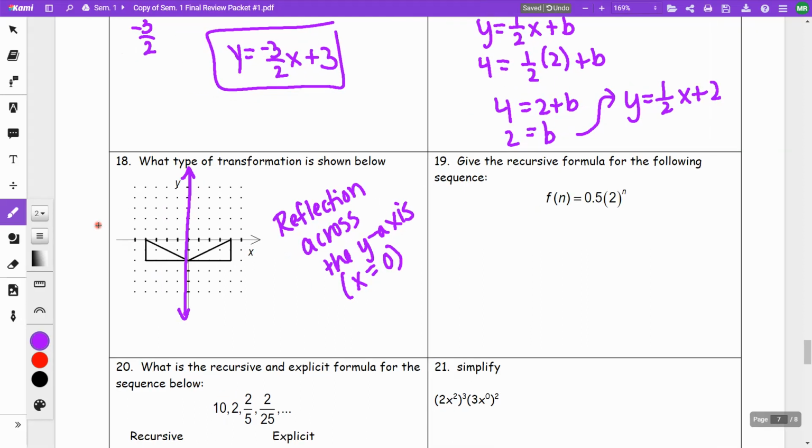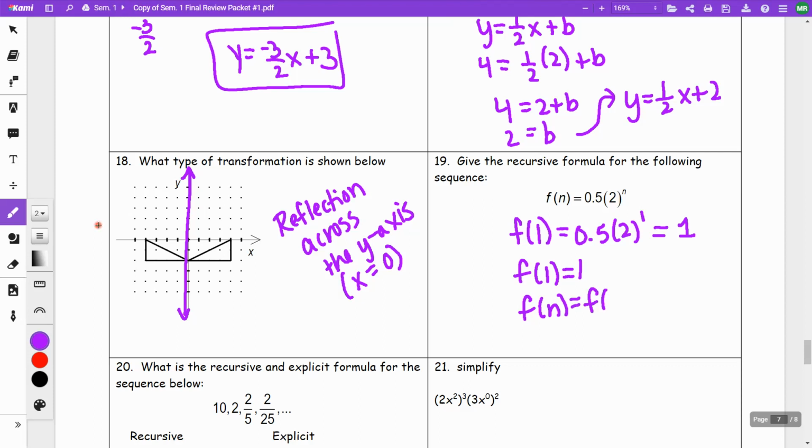Find the recursive for this. So recursive, I need to find like my first term. So I'm going to work out 0.5 times 2 to the power 1. When I work that out, 0.5 times 2, half of 2 is 1. So f of 1 is 1. And then f of n is equal to f of n minus 1. And then what I'm doing is multiplying by 2. So times 2.